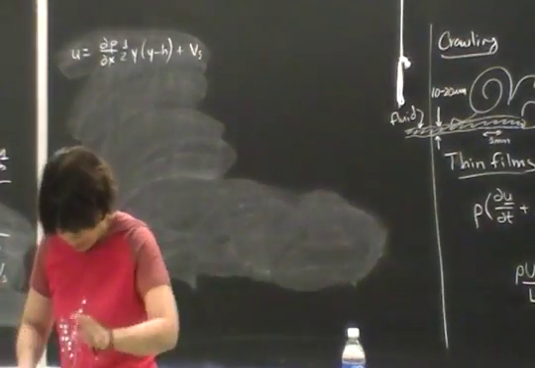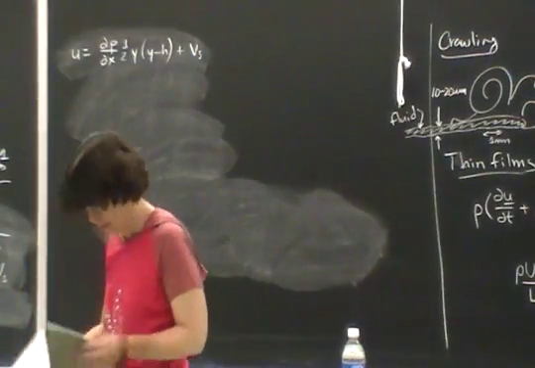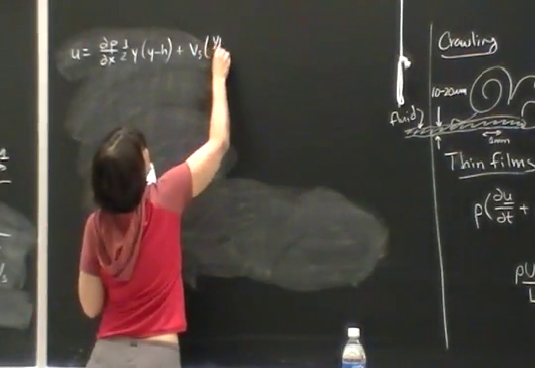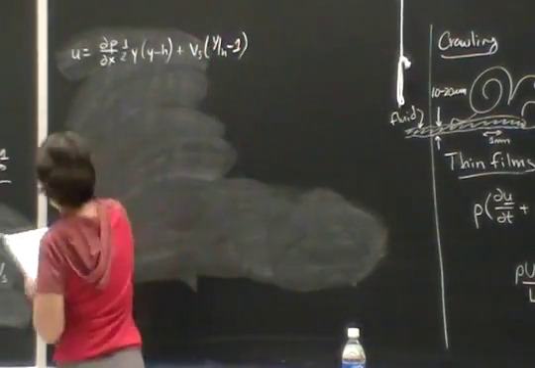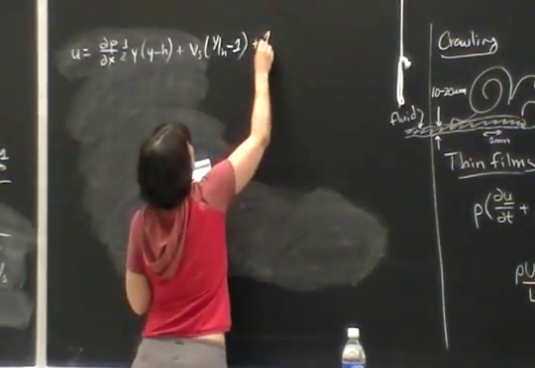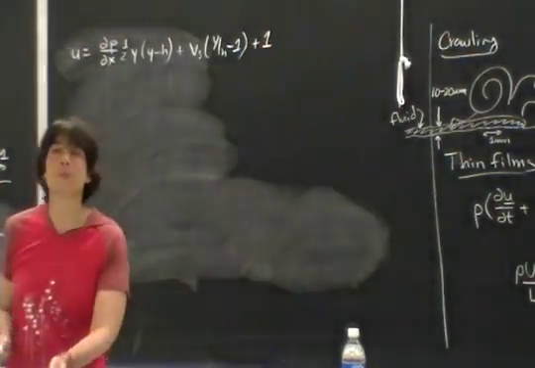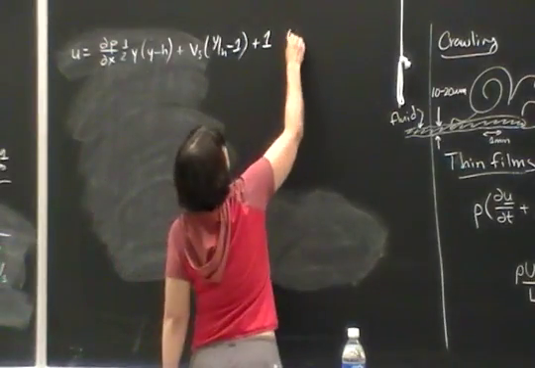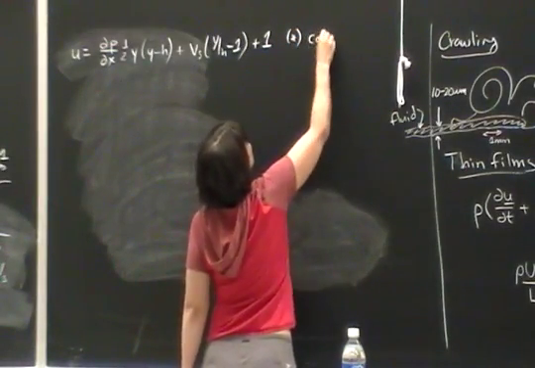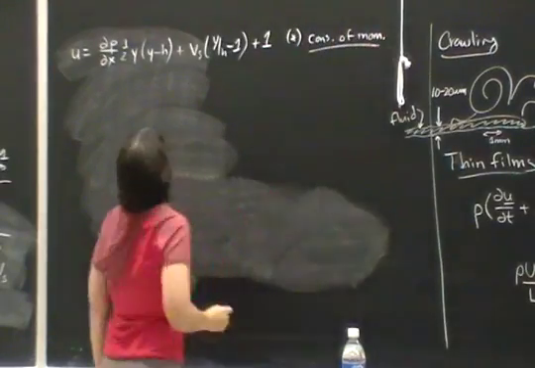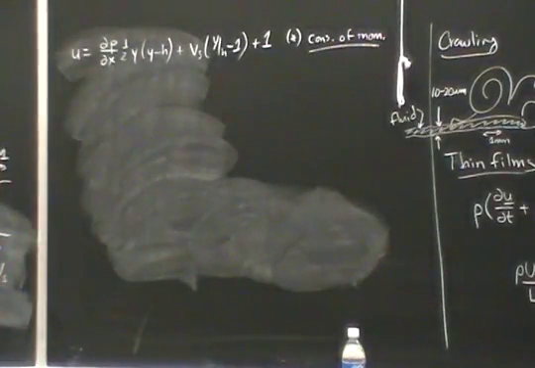So that's going to give me v snail times (y over h minus 1). Right, that's that boundary condition. And then I've satisfied the top boundary condition, so that's going to be plus 1. All I did was integrate twice and apply boundary conditions. So this is my first equation, conservation of momentum. That doesn't tell me much because I still need a pressure.